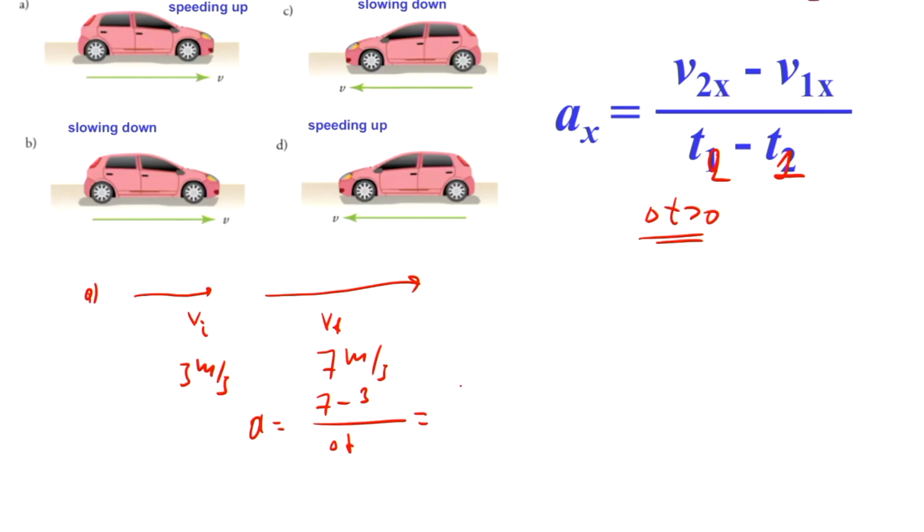7 minus 3 is 4. So that's going to be some positive number. What does it mean? It means acceleration also should be represented by an arrow that points to the right. I'm not going to go through all examples. Let's do C.